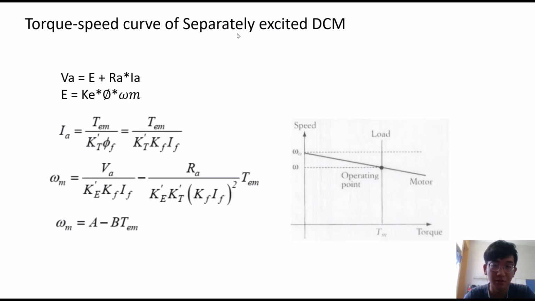This is a torque speed curve of separately excited DC motor, and we have these two equations, and equation IA equal to TEM over KT prime VF. If we rearrange the equation, we can get the equation omega m equal to A minus B TEM. So if we increase the torque, the omega m will decrease, and this graph shows the negative gradient.